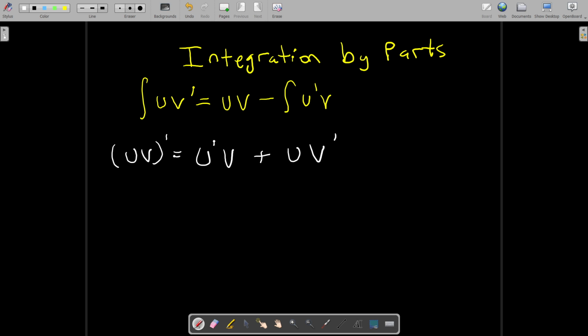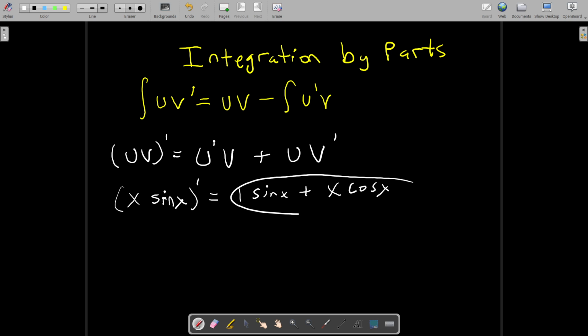So we could do a quick example. Let's say we have x sine of x, and we want to take the derivative of that. Let's get the derivative of x, which is 1, times just sine of x, plus x times the derivative of sine of x, which is cos x. So we end up with this.